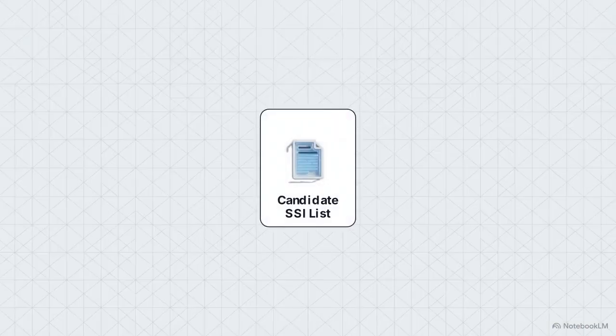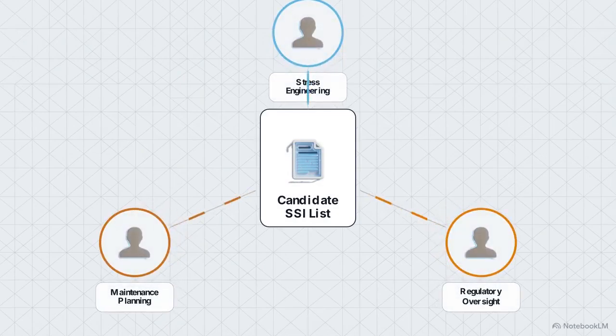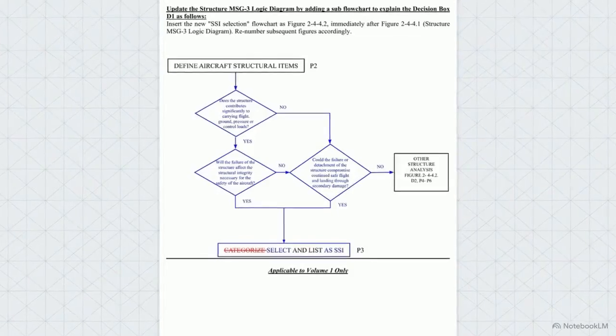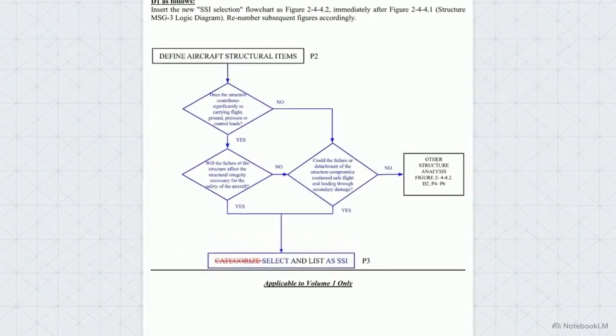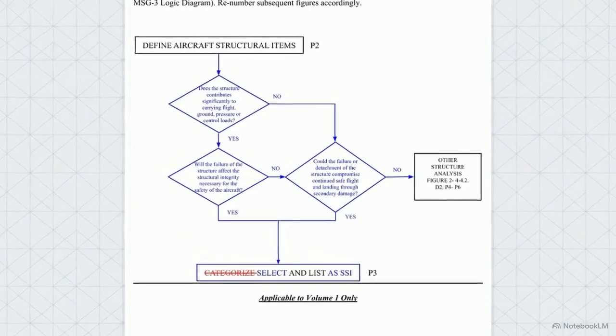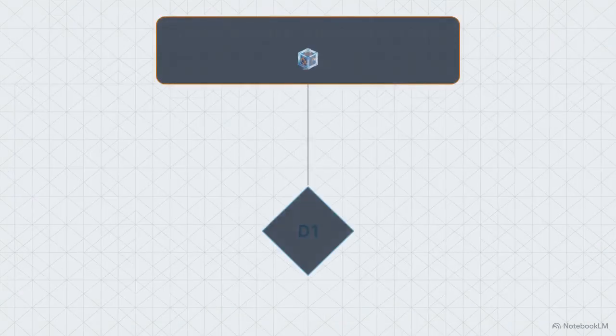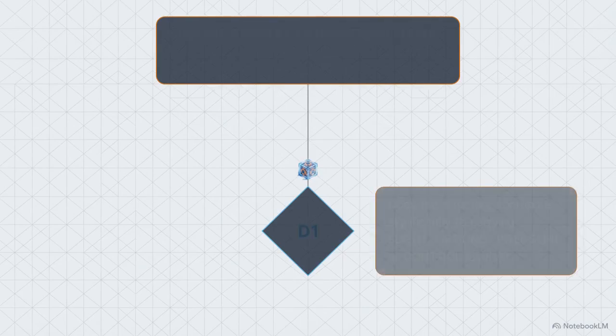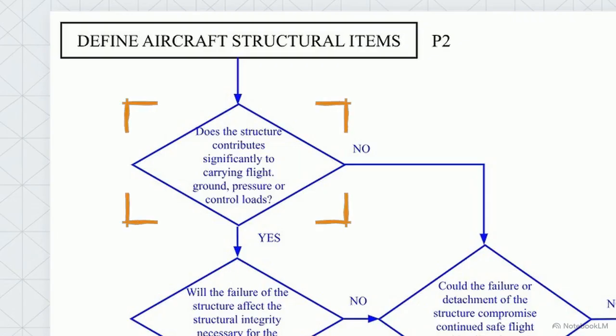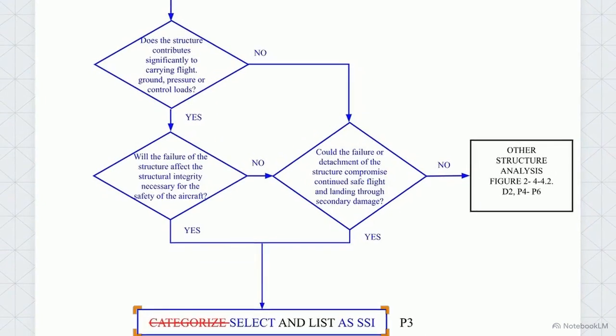This standardized workflow forces a cross-functional review, ensuring the SSI list is finalized through collective validation rather than individual assessment. This text-based procedure is supported by a visual logic map, designated Figure 2-4-4-2. For Volume 1 fixed-wing aircraft, the diagram illustrates a clear path for every structural component. Every structural item defined by the manufacturer enters at the same starting point. The first decision node assesses if the structure contributes significantly to carrying flight, ground, pressure, or control loads. If the answer is yes, the item is immediately routed for SSI analysis.